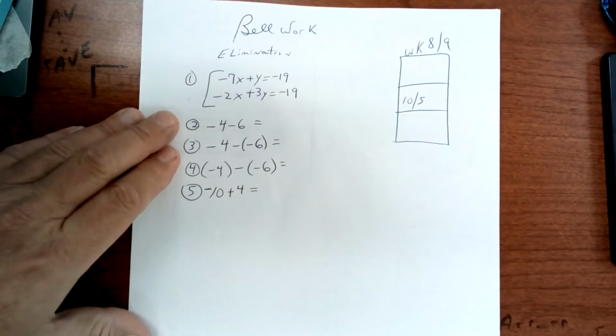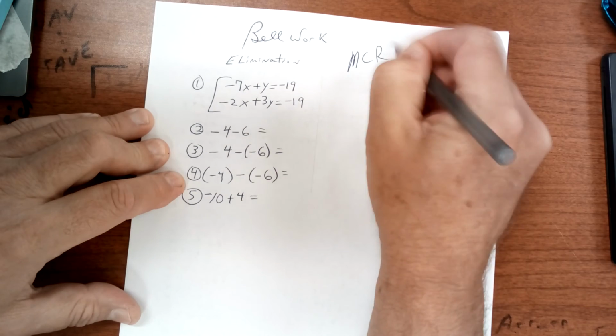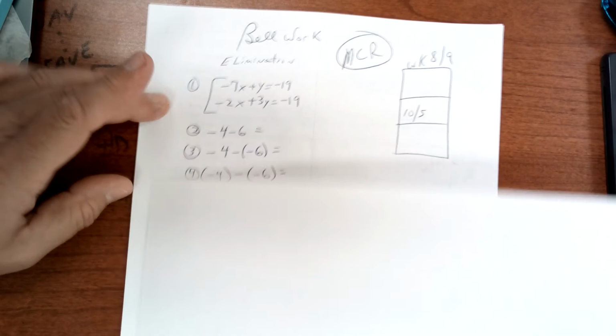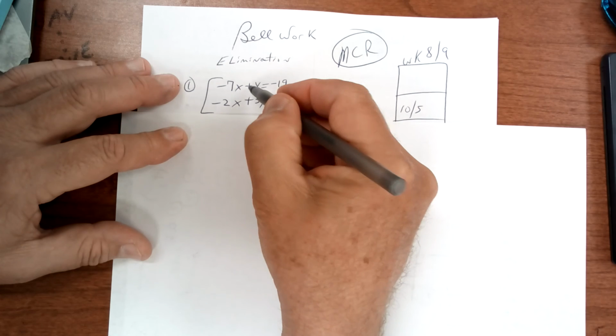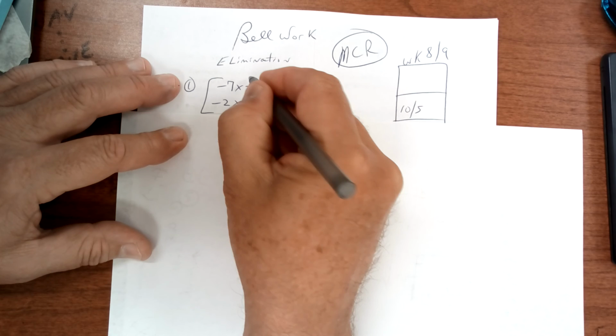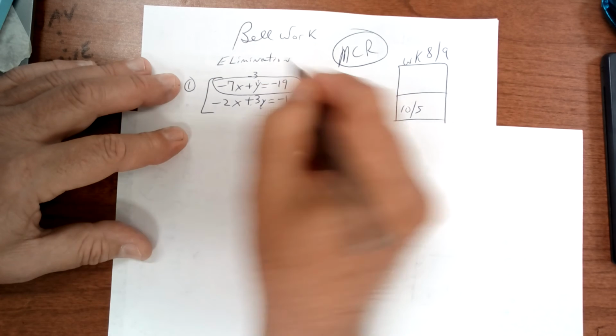All right, let's talk about now MCR class. Okay, so this is MCR. So what we're going to do here is elimination. Now, you can see that this is a plus 3. If I had a negative 3 right here, these would cancel. So I'm going to multiply this one by a negative 3.